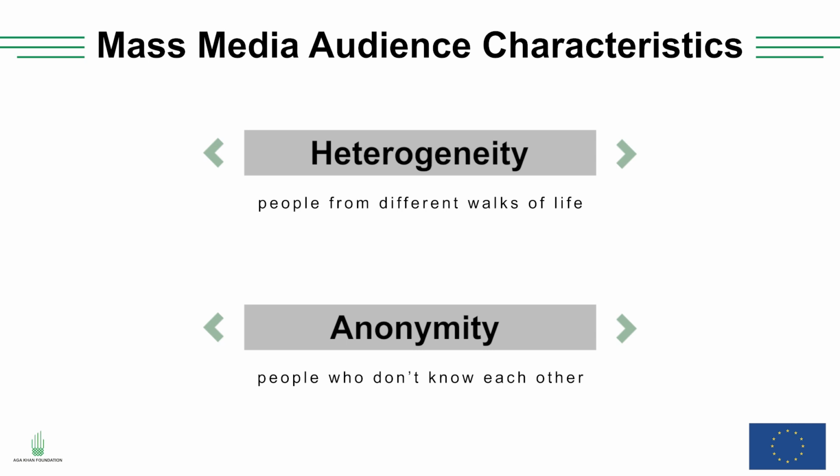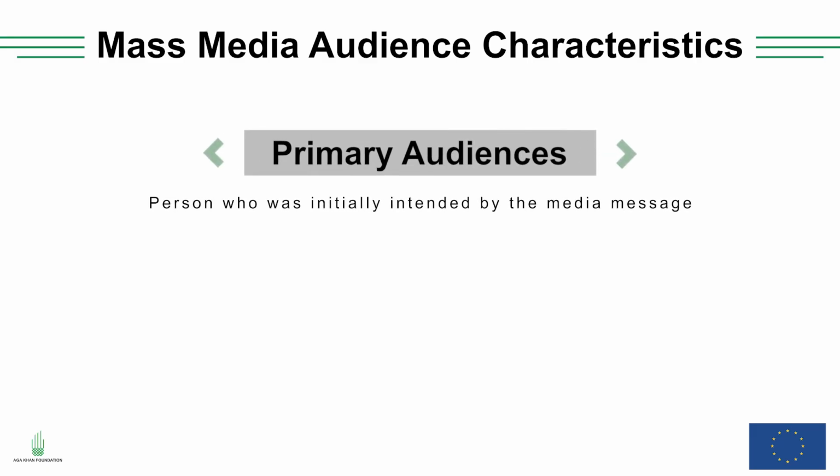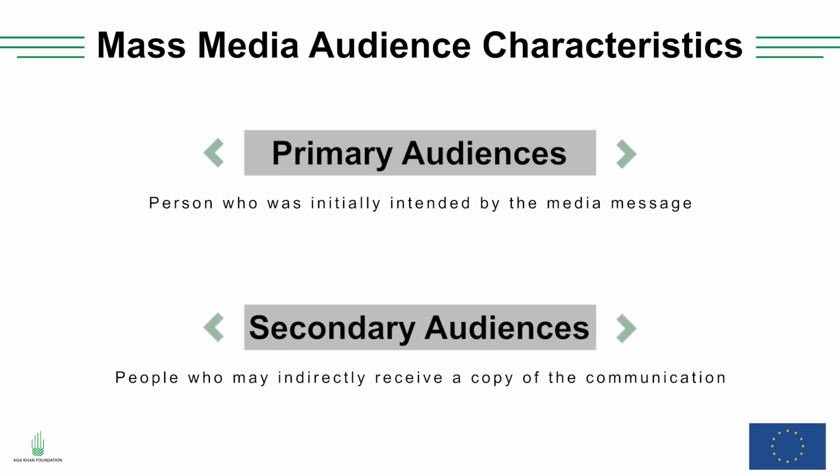We also have another categorization whereby we look at media audiences as either primary audiences or secondary audiences. So in this case, the primary audience is the person who was initially intended by the media message. And then the secondary target audience is whoever received that message, in as much as they were not part of the team that was initially intended, but they make use of that message.